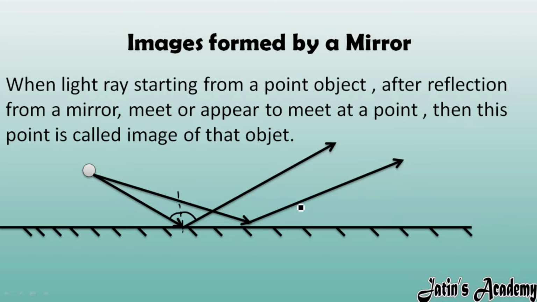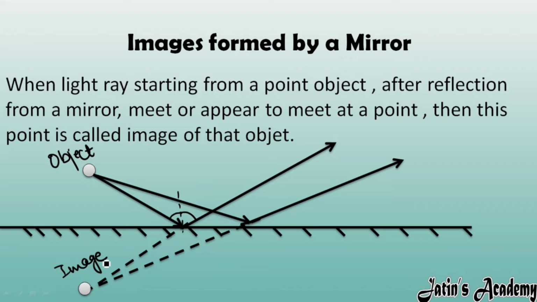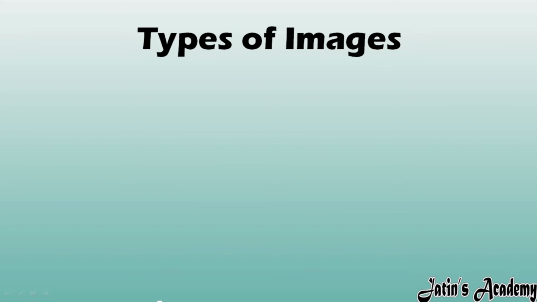And when these reflected light rays meet or appear to meet at one point, then you can say that image formation is there. But here you can see these divergent light rays are not going to meet anywhere in the real world. So these divergent light rays appear to converge or meet at one point behind the mirror, and this one point where they converge is known as the image formed. So this is an object standing in front of a plane mirror, and this is the image formed.